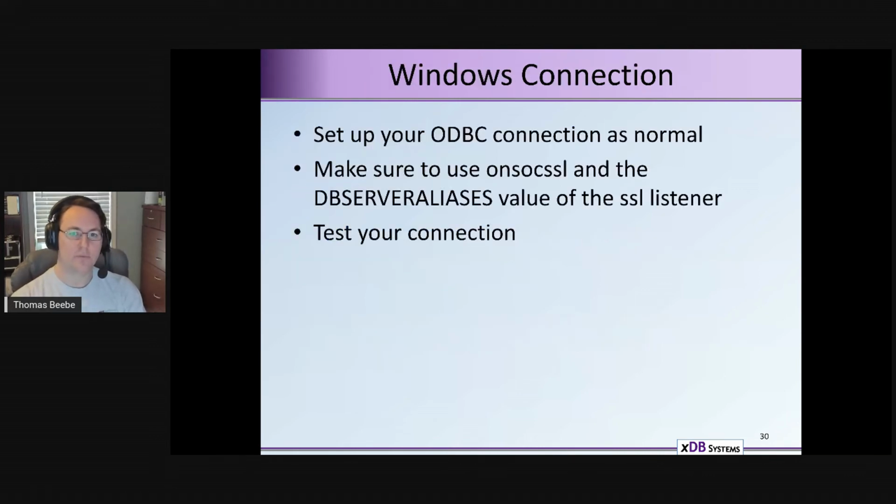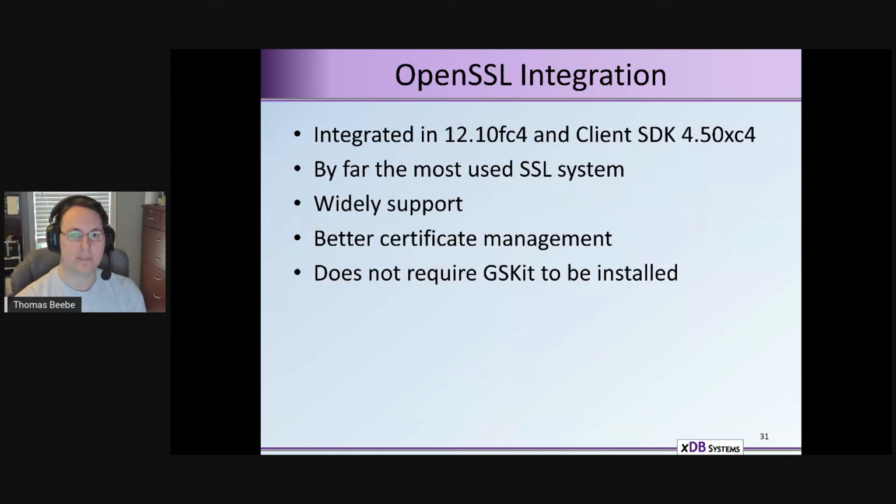For a Windows connection, we're going to set up an ODBC. Just make sure to use the onsoc SSL and the DB server aliases for your SSL listener, and obviously the port number you defined for SSL, and then test.